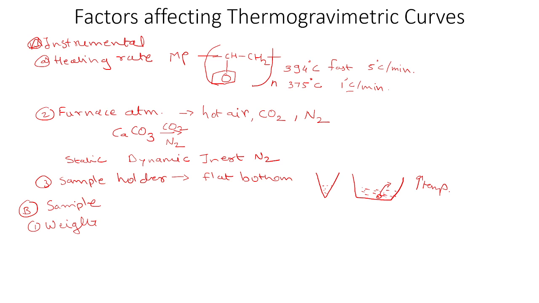How does it create the problem? A smaller weight of sample gives better results than a larger weight, which causes deviation from the linear curve of weight loss. The same example which I gave at the beginning of this slide, that is the example of melting point.